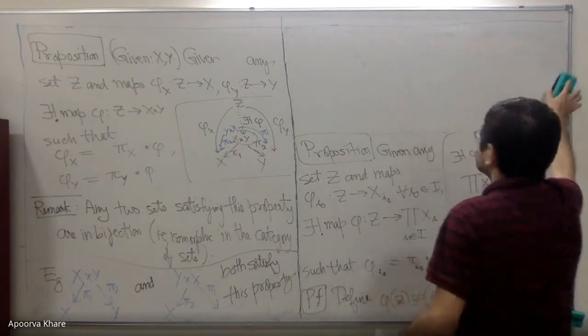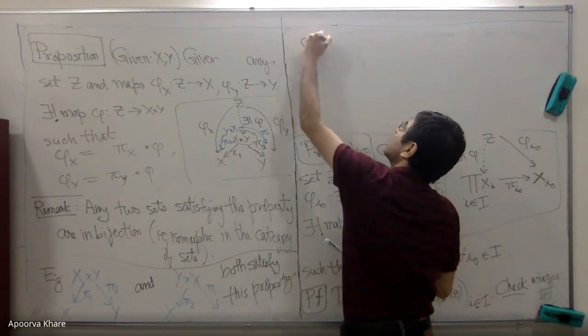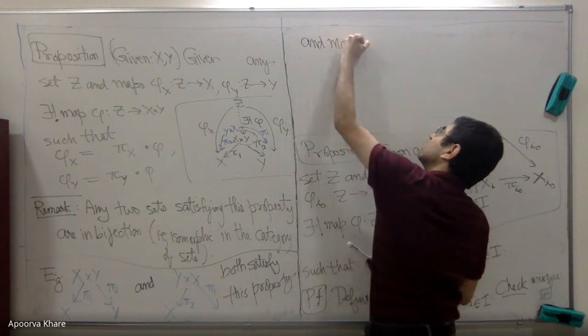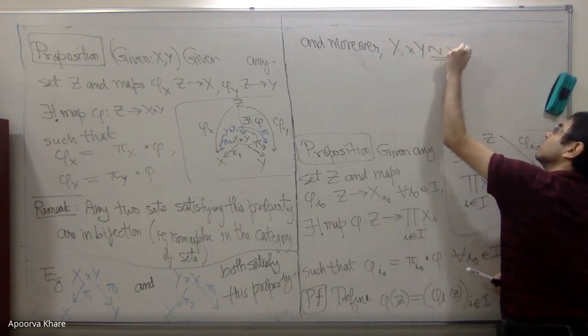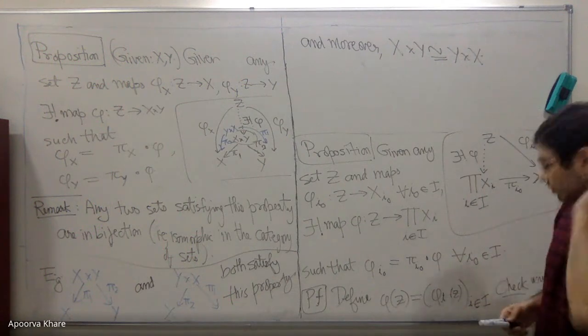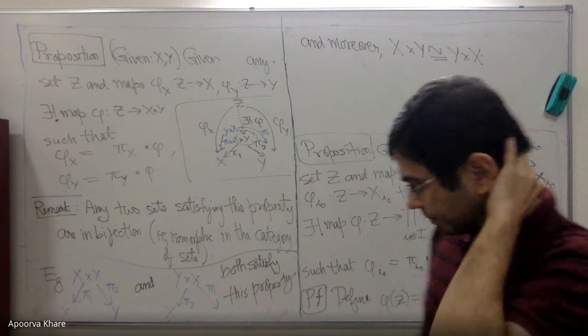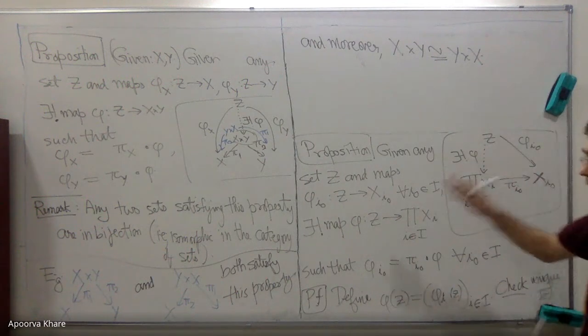And there is a bijection. I'm just saying they are in bijection. I'm not saying what the bijection is, but yeah. We will see later why that bijection is unique also. But okay, fine. So this is what happens.